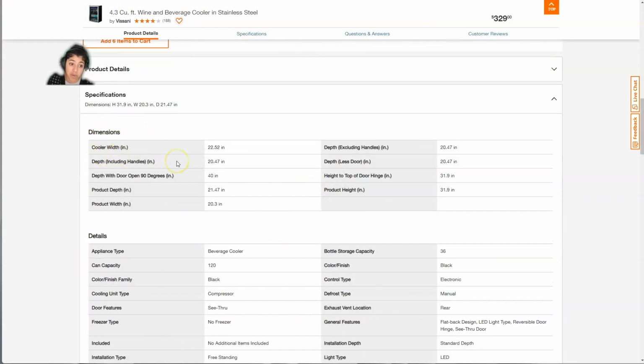And then an example of a table right here, right over dimensions.